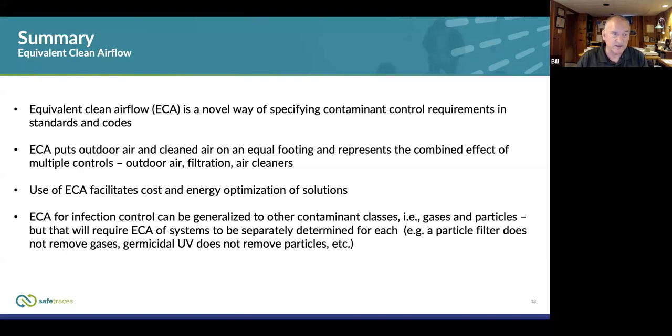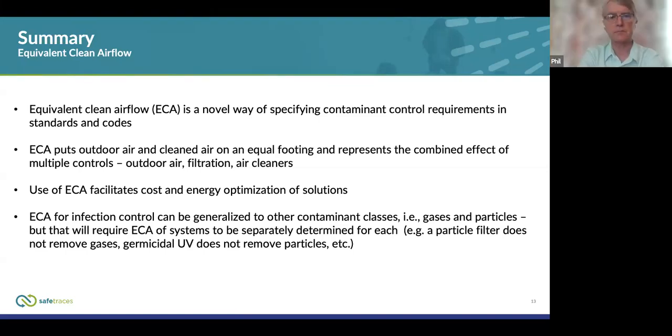And the last thing I'll say is that this approach that we applied to infection risk can be applied to gas phase contaminants. It can be applied to particles. So it very well could become, and I hope it will become, the paradigm that we use for all air quality standards going forward. I think that's all I have, Eric.